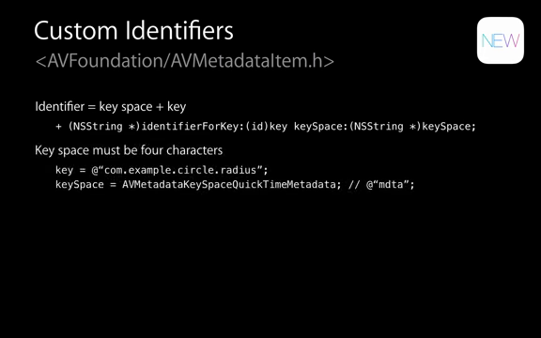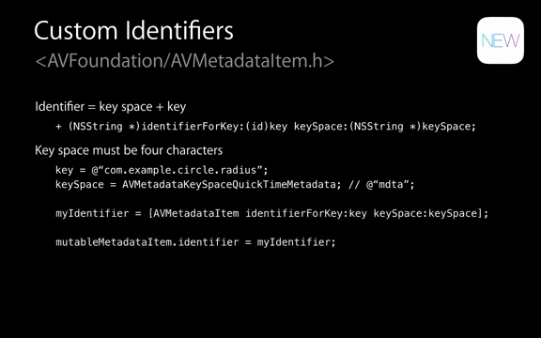Your key space needs to be 4 characters long if you want to use it for timed metadata. So we recommend you just use our built-in key space, the QuickTime metadata key space. We also highly recommend you use reverse DNS notation for your custom keys to avoid collisions with other kinds of metadata. In this brief code snippet, you can simply use this method to make your custom identifier and then set that on the identifier property of your mutable metadata item.